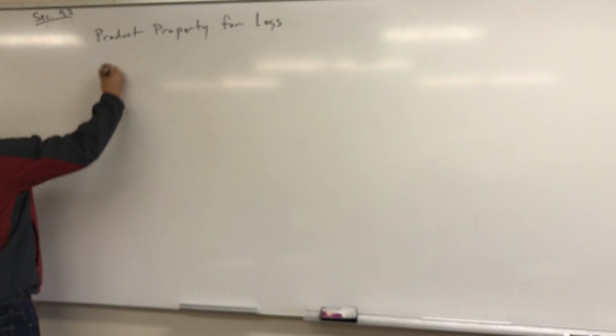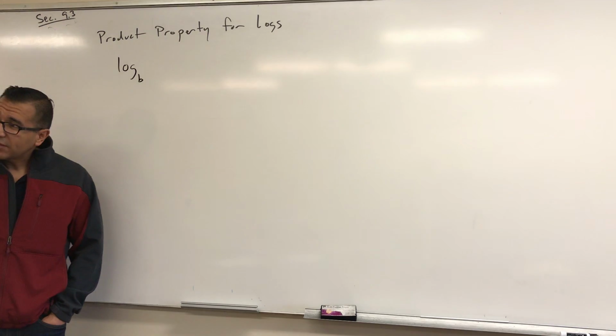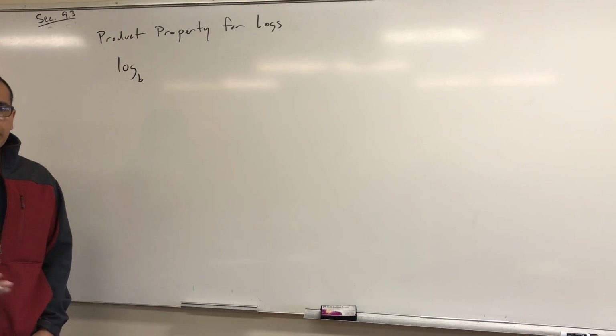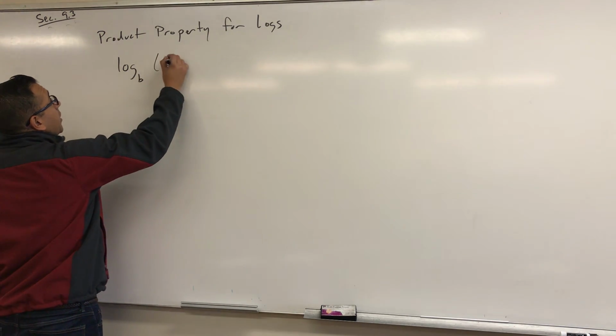Alright, so log base b. Again, b could be any positive number except 1, and we'll talk about why not 1. Alright, so here's a product property.